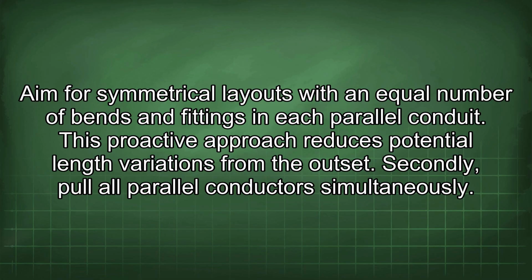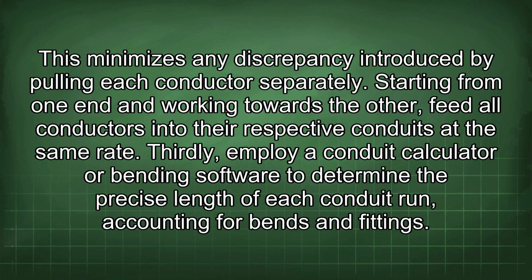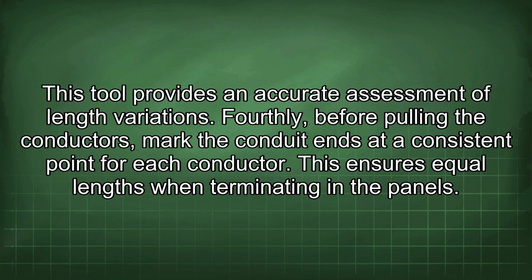Secondly, pull all parallel conductors simultaneously. This minimizes any discrepancy introduced by pulling each conductor separately. Starting from one end and working towards the other, feed all conductors into their respective conduits at the same rate. Thirdly, employ a conduit calculator or bending software to determine the precise length of each conduit run, accounting for bends and fittings. This tool provides an accurate assessment of length variations.